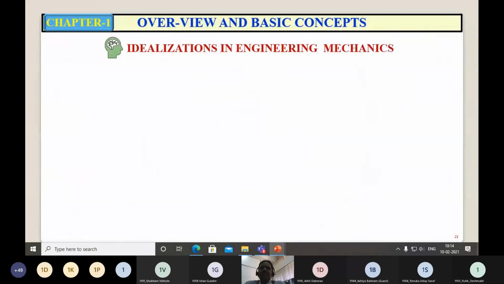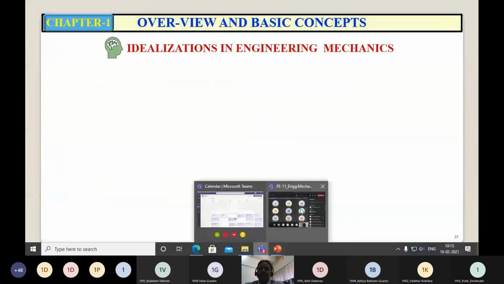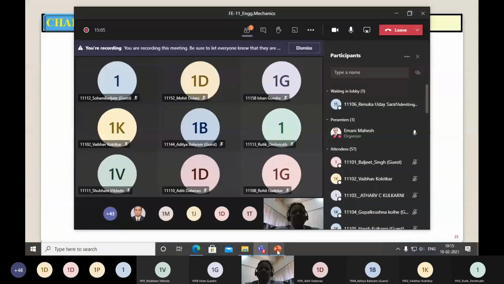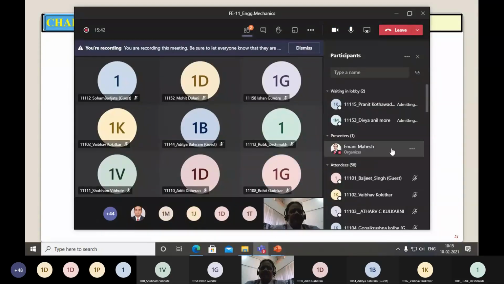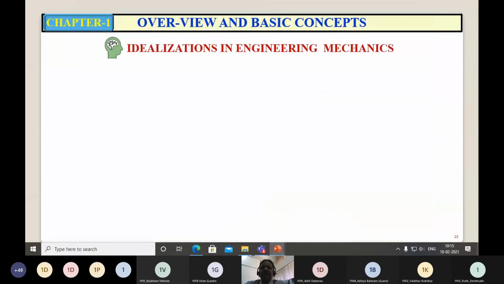Then moving to idealizations in engineering mechanics. So what are these idealizations? Simply, idealizations are nothing but assumptions. Okay. So why are these assumptions made? To make the analysis more simple. And in engineering mechanics, basically, there are three idealizations which we are going to study.